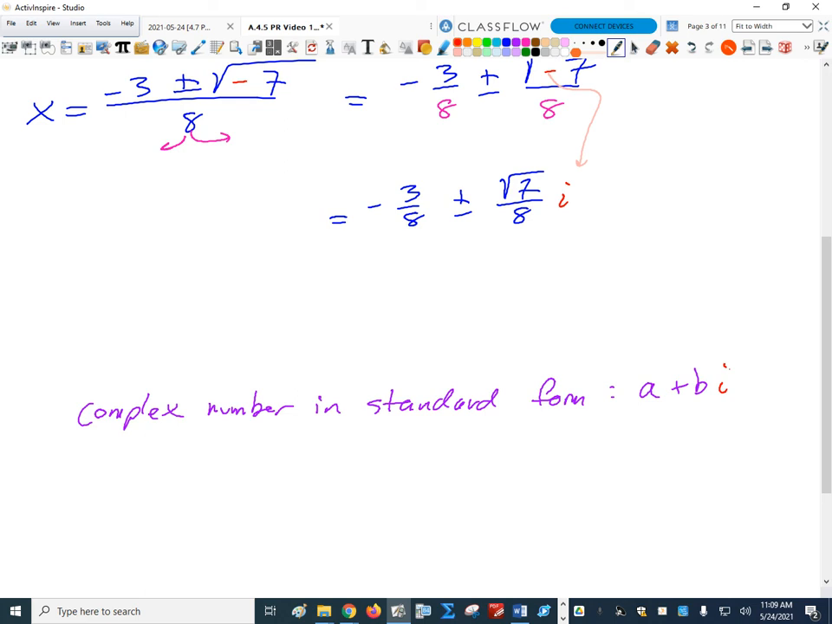Okay, what do we call those? And this is on the test. What do we call answers like that that are in the form a plus or minus b times i? Complex conjugates. There it is, complex conjugates.